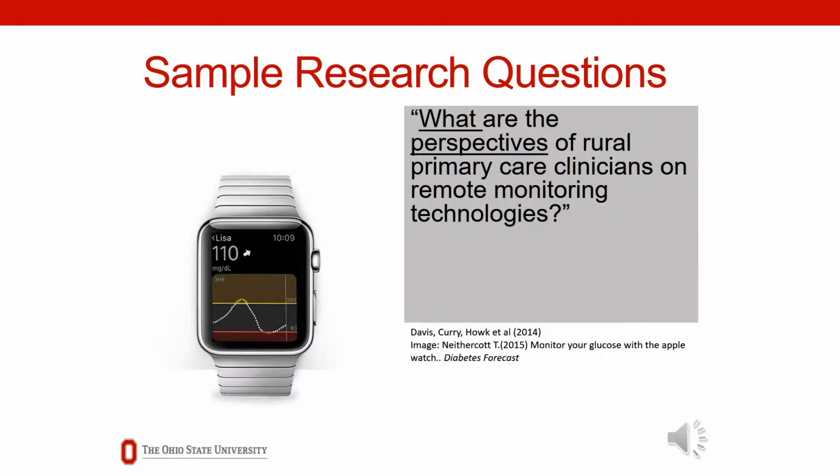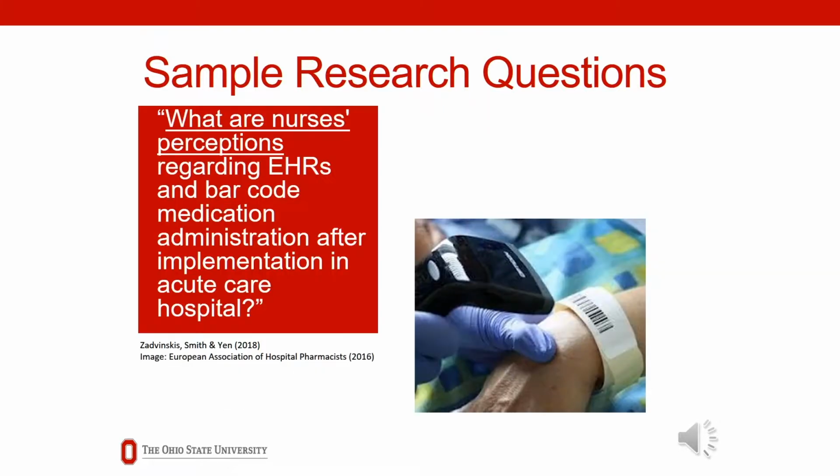Our second example asks for the perspectives or opinions of rural primary care clinicians about remote monitoring technologies like Apple Watches or digital glucometers. This is another research question seeking opinion and feedback from clinicians, specifically nurses, about a health information technology. Because the researcher seeks the nurses' perceptions and feedback about this new technology, the nurses' experiences as well as opinions of using the technology will be elicited.